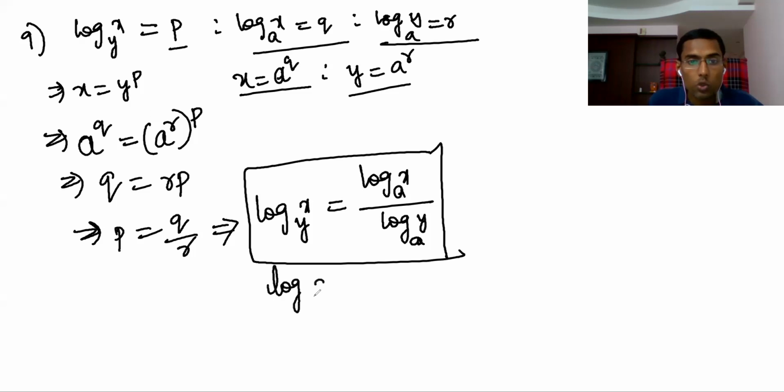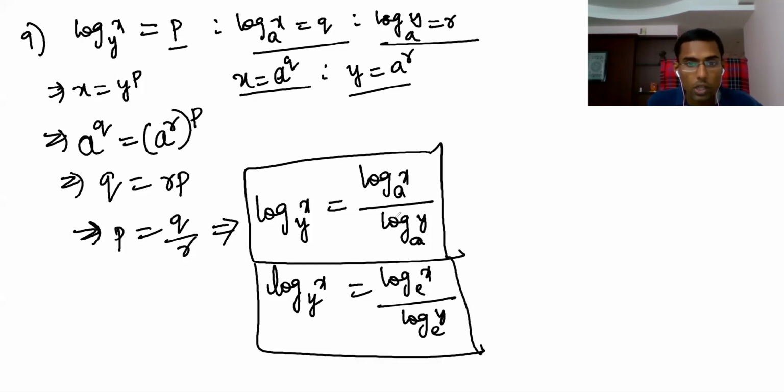That means log x to the base y is log x to the base e by log y to the base e. If nothing is there, it means e will be there. In the place of a, if you take e also, you'll get the same thing. That means in the place of a, you can take any real number, any positive real number. So this is one formula.